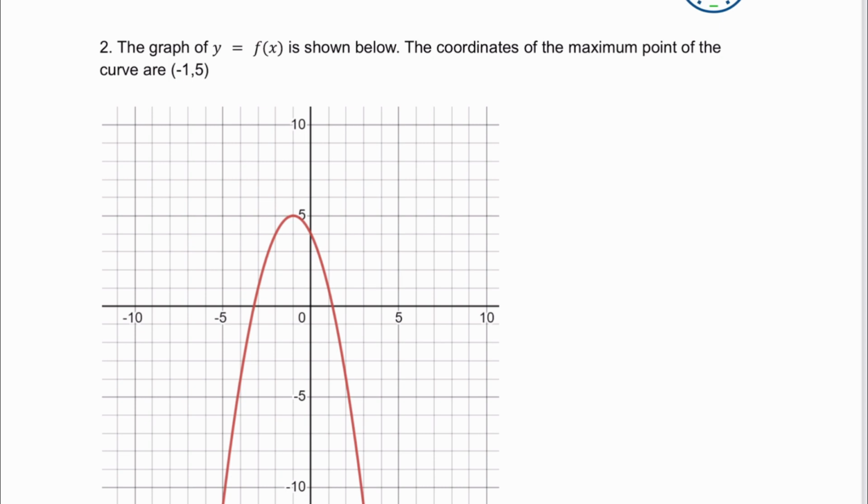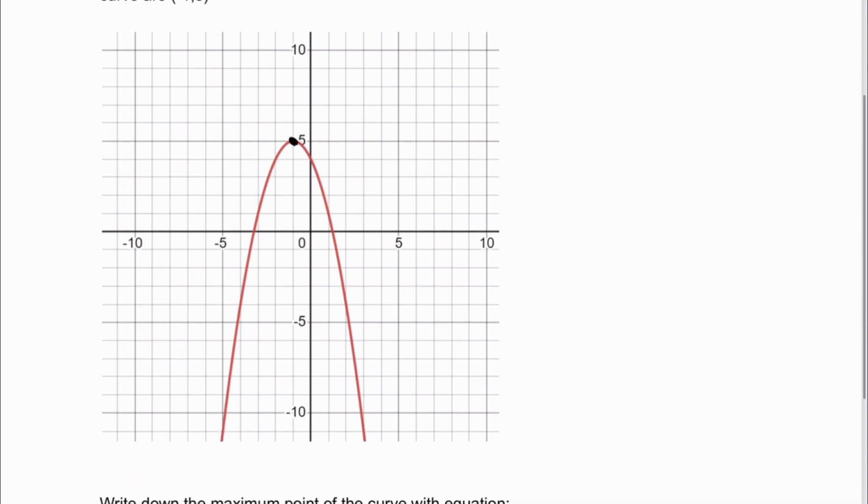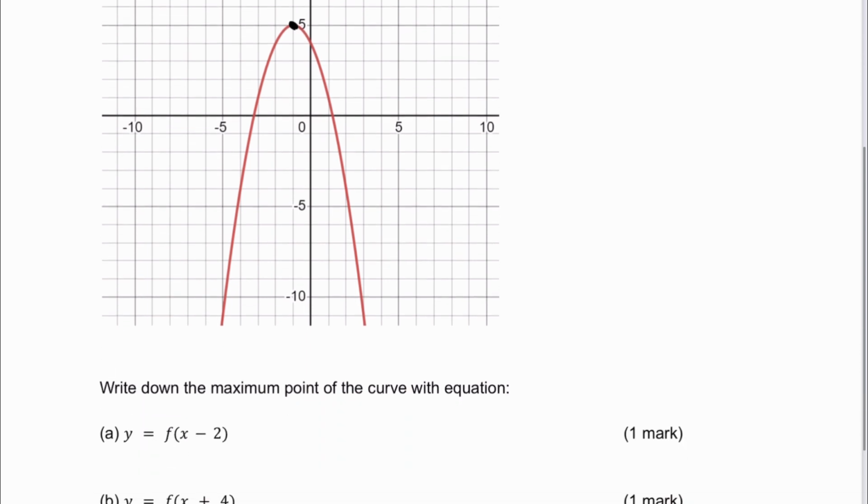Okay, so the graph of the function of x is shown below. The coordinates of the maximum point of the curve are minus 1, 5, which is basically this point at the very top there. Then it says write down the maximum points of the curve with the equation of y equals function of x take away 2.